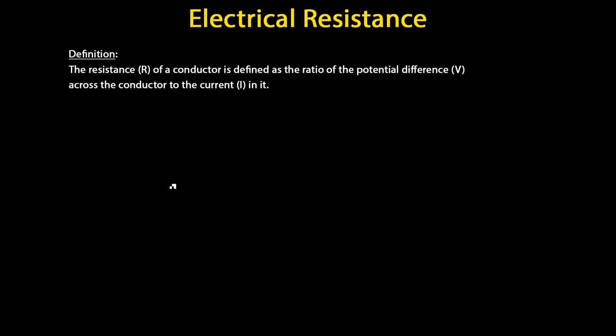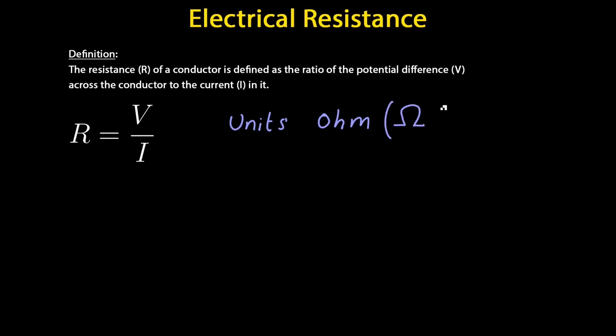The resistance of a conductor is defined as the ratio of the potential difference across the conductor to the current in the conductor. And the formula for this electrical resistance is written like this, where R, the resistance, is equal to the voltage divided by the current. And the resistance has units of ohms, represented by the capitalized omega symbol here. So let's explain what this means in more detail.